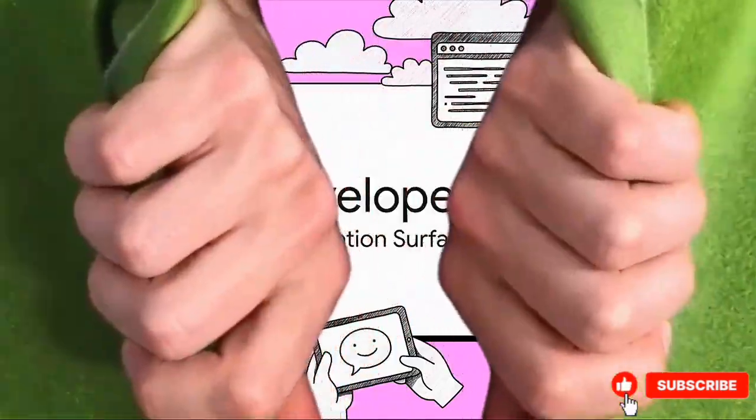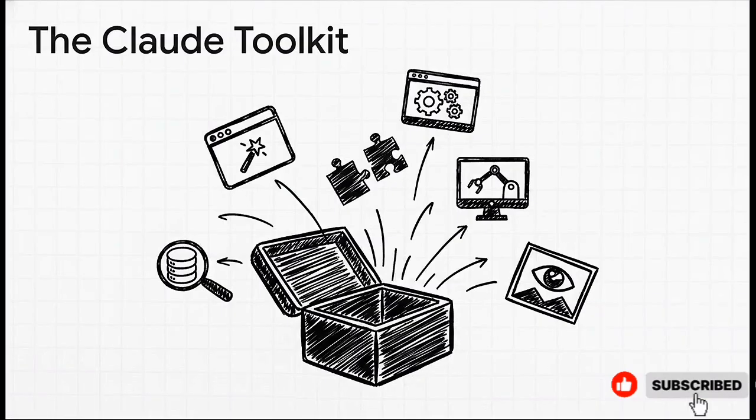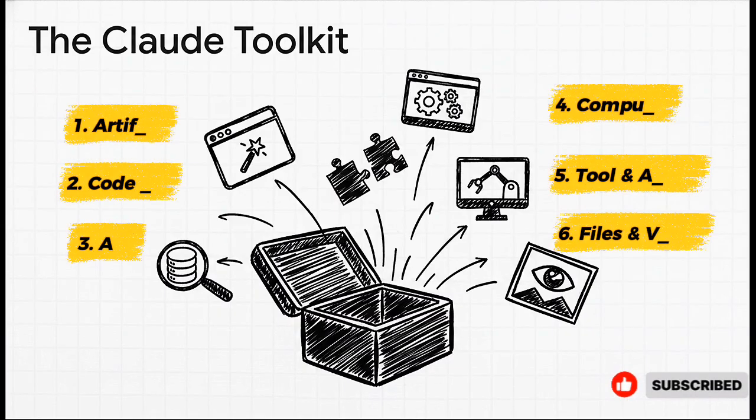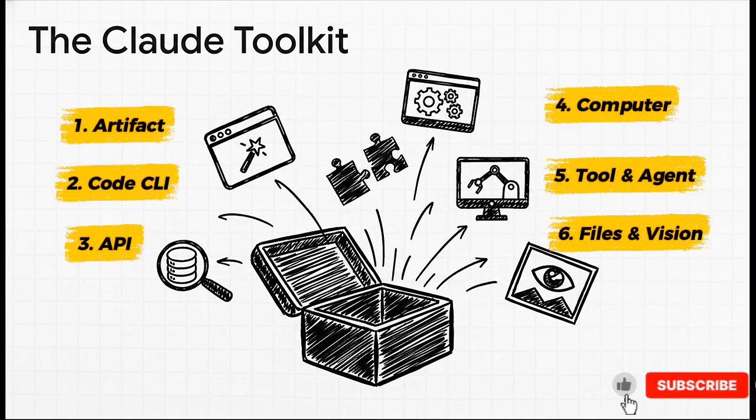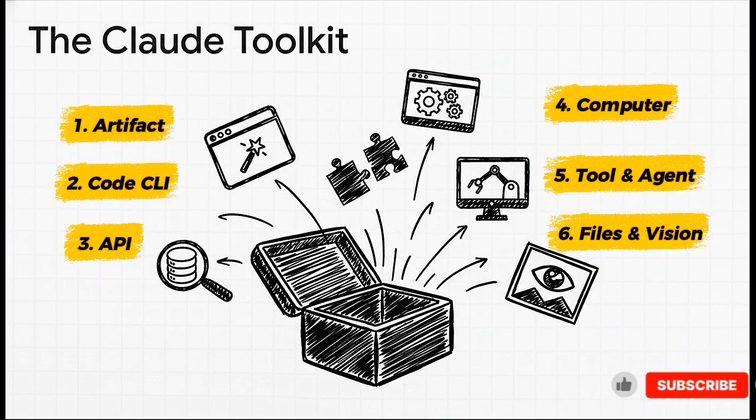Moving right along to Section 2, the Developer Toolkit, where we'll look at 6 different integration surfaces. Claude integrates at literally every single level of your development stack. We've got 6 distinct surfaces to play with. First up, Artifacts. This is a web UI where you can instantly run and preview React apps or code sandboxes right in the chat. No local setup required. Then there's the Claude Code CLI, which is an agentic terminal tool that edits and runs code autonomously right in your repo. Third is the API, for when you want to build your own Claude-powered apps.